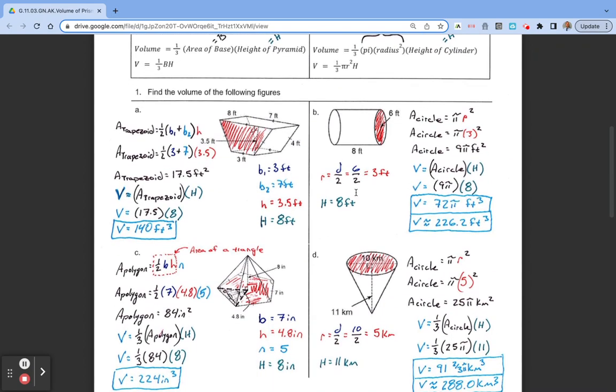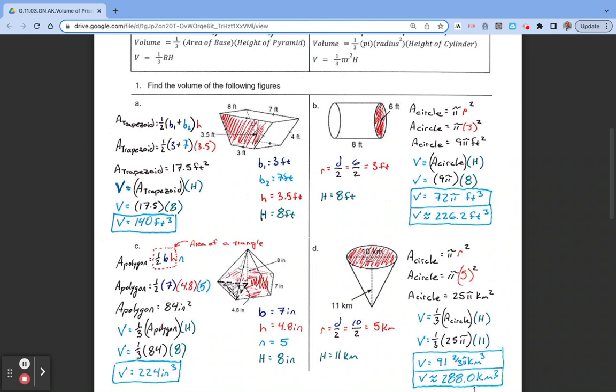So here we have two examples. Here we have a regular pentagon because there are 5 sides. We're going to calculate the area of that black triangle there, 1/2 base times height. So the base is 7, the height there, lowercase h, is 4.8, multiplied by 1/2. And then to get the other 4 triangles, we have to multiply by 5 because there are 1, 2, 3, 4, 5 small triangles that make up that base. So the area of the polygon there is 84 inches squared.